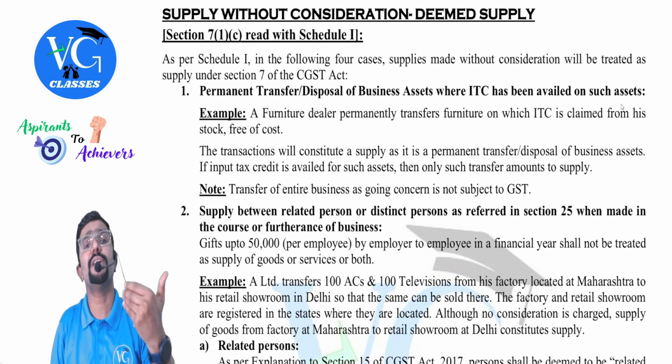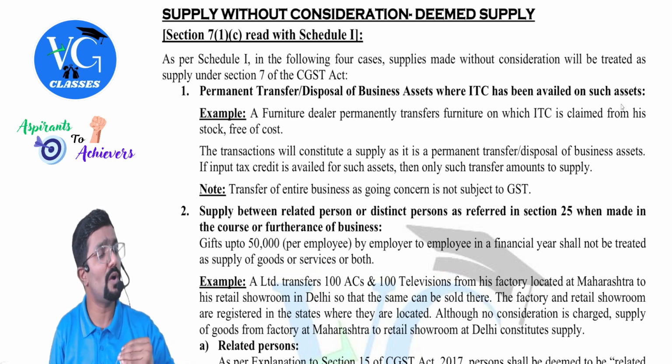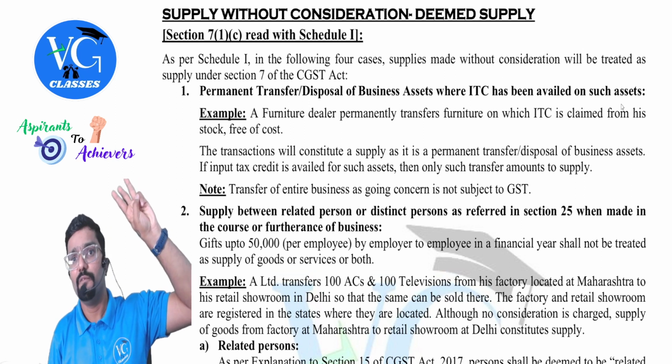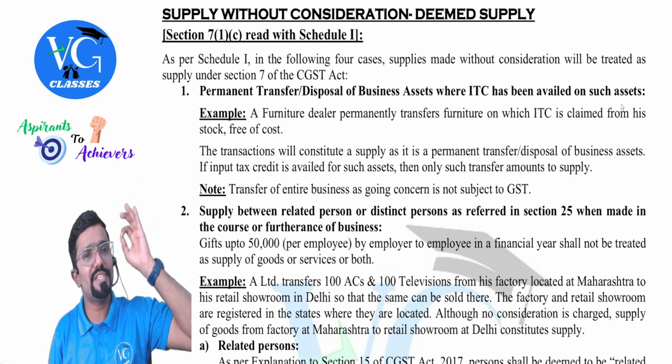Okay. Sir, what if there is a consideration? Then we will not check this. What do we check? 7(1)(a) or (aa) or 7(1)(b). We need to check those 3. So when should we check 7(1)(c)?